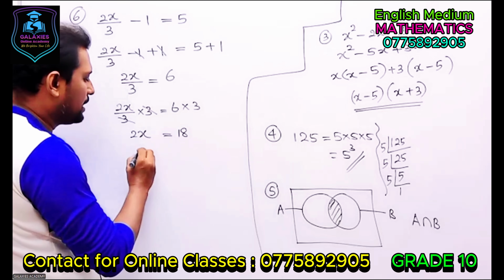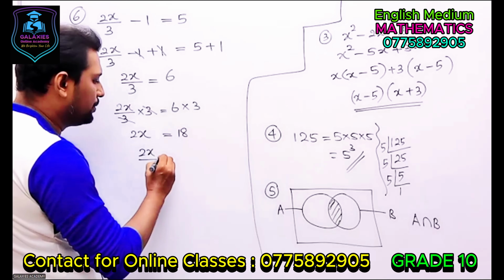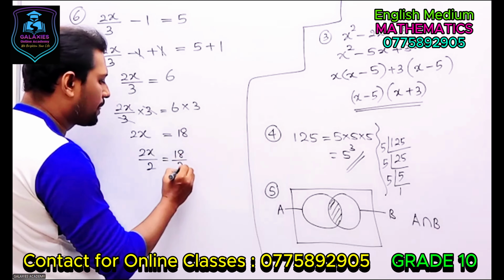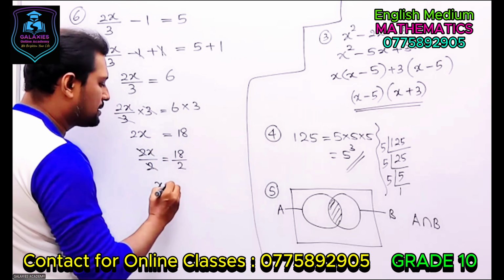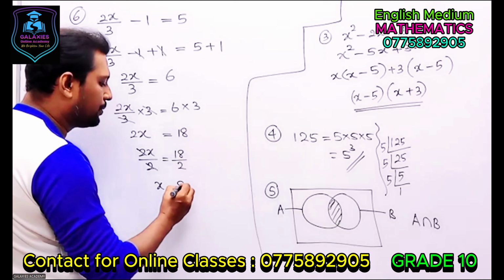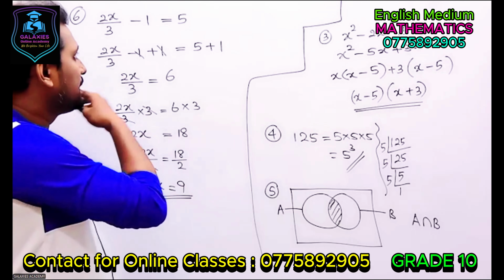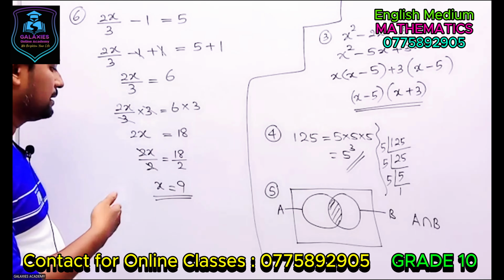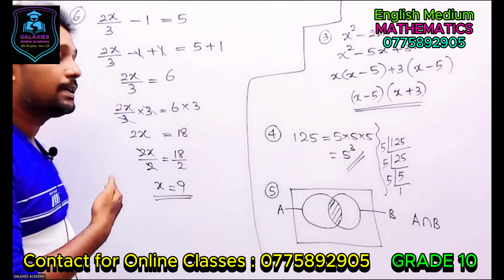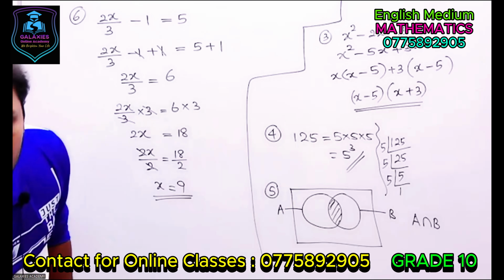Now on both sides you can divide by 2. 2 and 2 cancel. x equal 18 divided by 2, 9. So number 6 simple equation, the solution is x equal 9. Right?